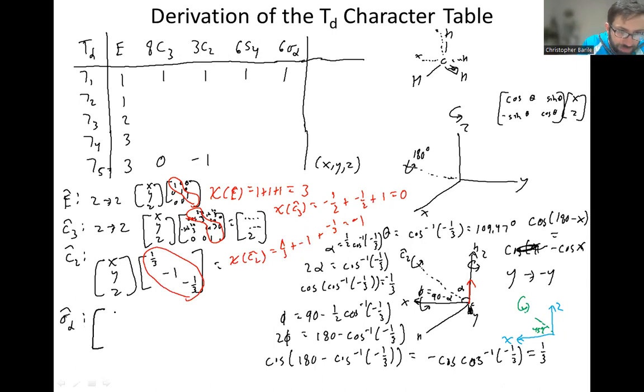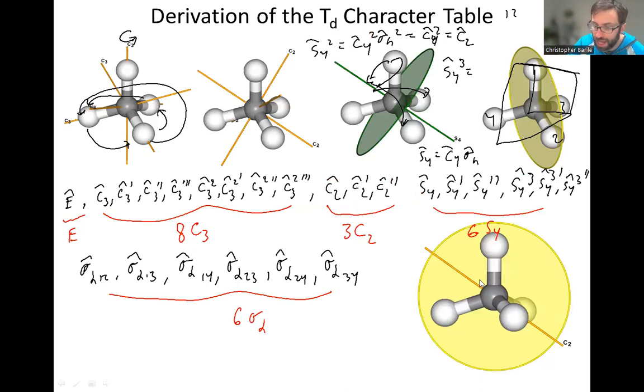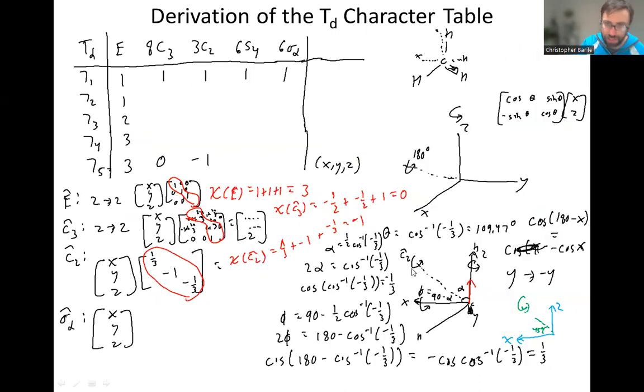Sigma d, again, we're going to have x, y, and z. And we saw that the sigma d was defined in the xz plane, one of these sigma d's. And so what that means is that x is going to go to x, and z is going to go to z if it's in the xz plane. And y is going to go to negative y because the plane of the mirror is right here, and y is looking at itself in the plane. It's in front of the plane, so it's going to go to the minus of the plane. So that matrix is very easy to figure out.